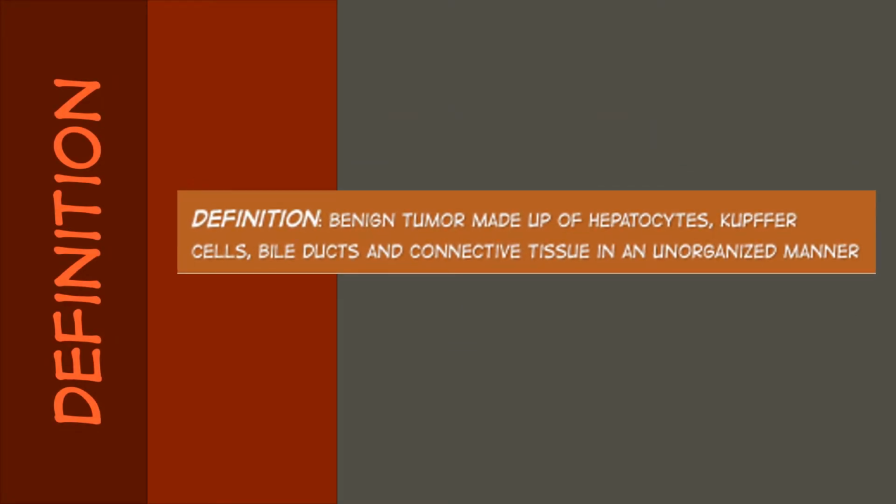So if we just look at the definition of what FNH is, it really is a mass made of all the same components that the liver has. So it has the hepatocytes, the Kupffer cells, the bile ducts, it has all of that. But the problem is that it's not put together in the right way. And that's why it's going to stick out from the surrounding parenchyma.